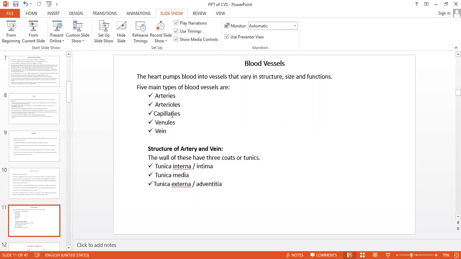Listen carefully, these small capillaries. Are you getting my point? All these capillaries are returning back from the tissues. That is the group of capillaries within a tissue that reunite.